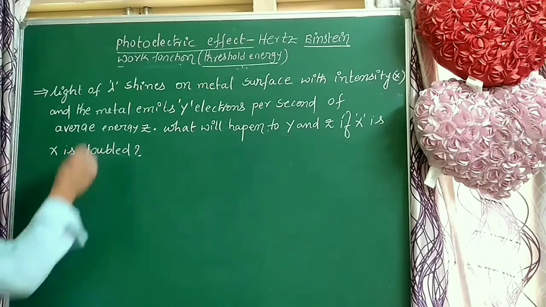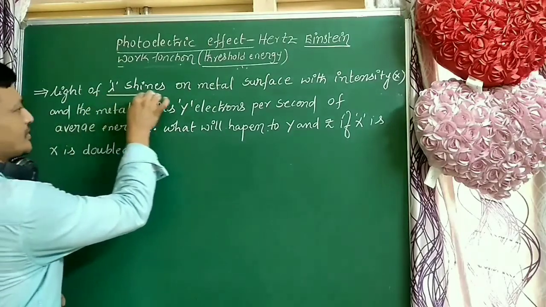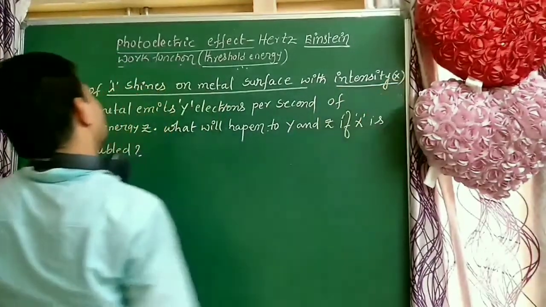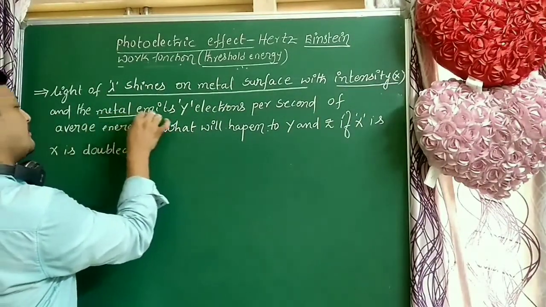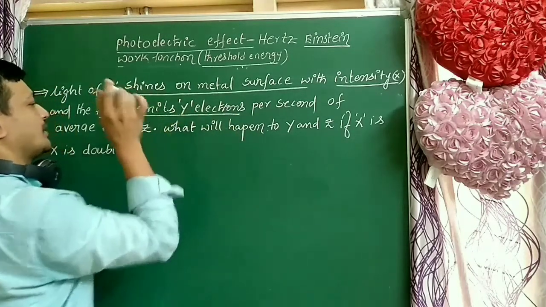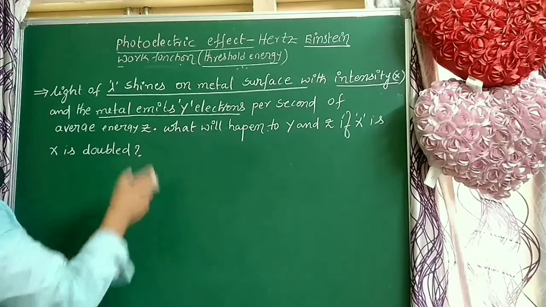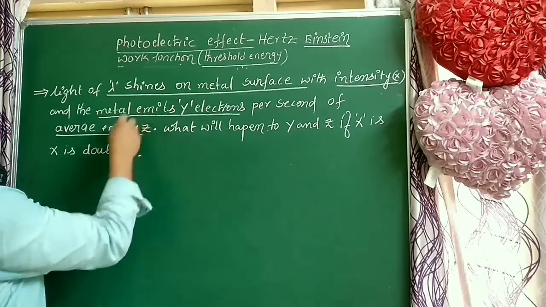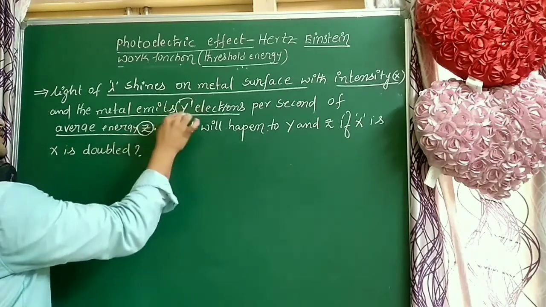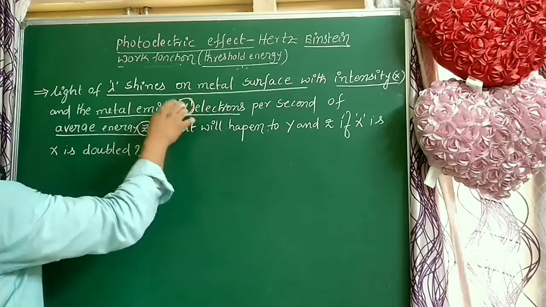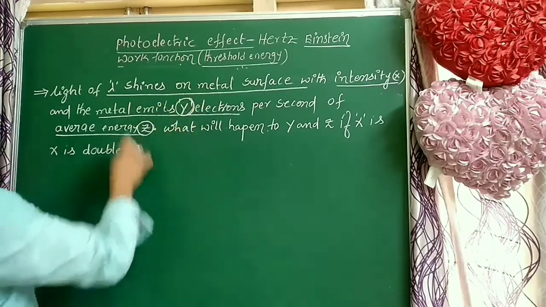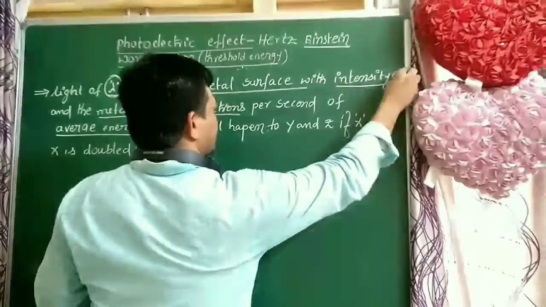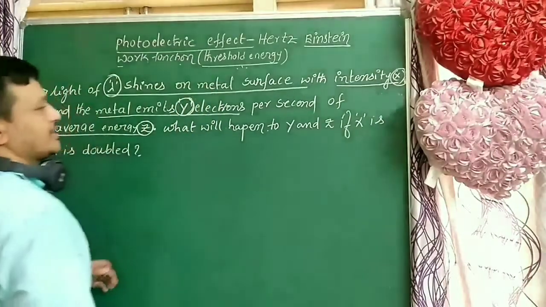So what is the problem? Light of some wavelength falls on the metal surface. The intensity is x. The metal emits y electrons. Y is the number of photoelectrons emitted per second, that is the photoelectric current. The average energy, that means kinetic energy, is Z. And the wavelength of the light is lambda, and the intensity of the radiation is x.